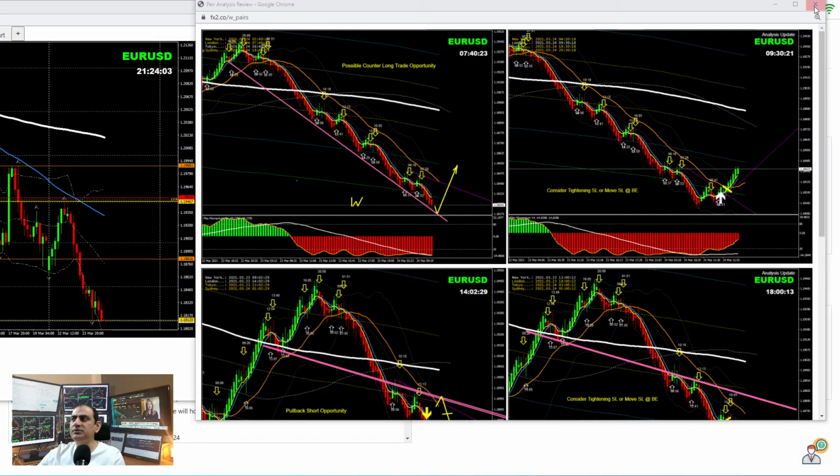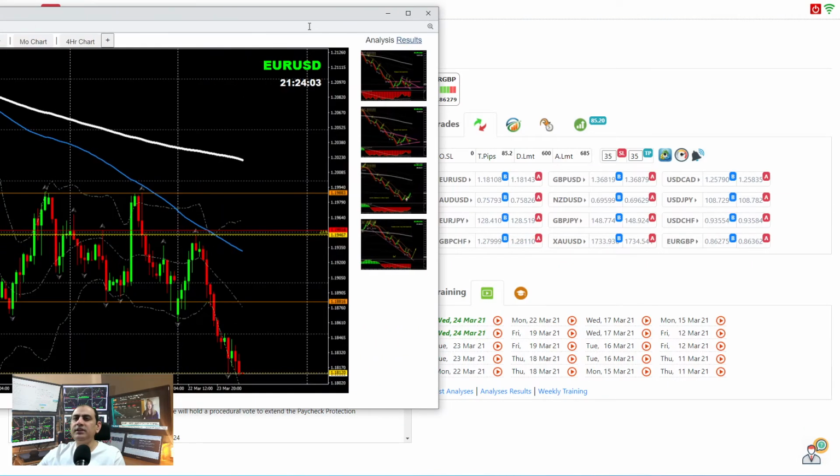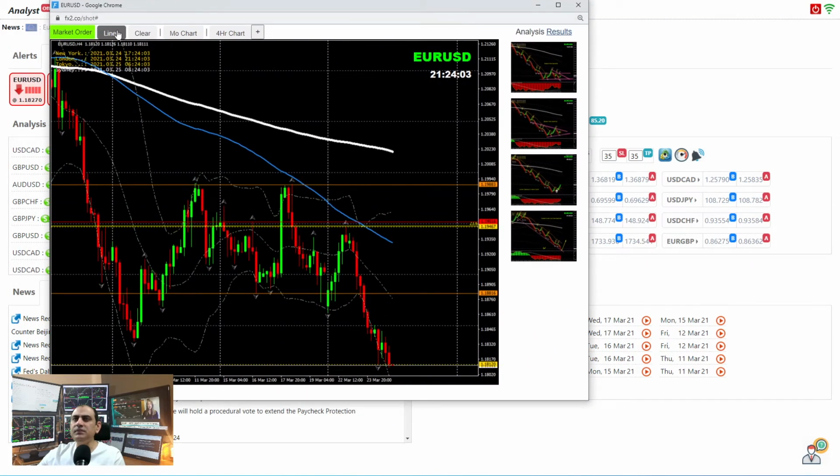Okay, so let's move to the right now. If you look at here, if the price is going to break the previous low, then we're probably going to be taking a pullback short trade. Tomorrow, if the price is going to respect and develop a double bottom, then we're probably going to be taking a counter long trade, and the target would be at least this level.